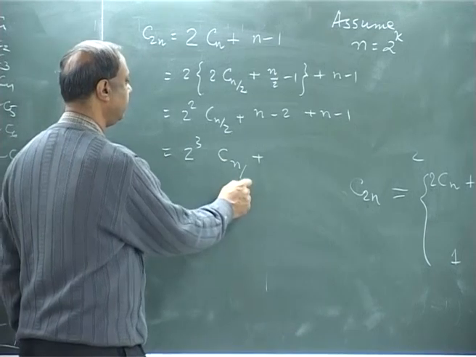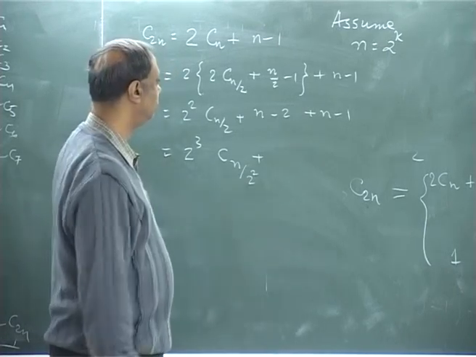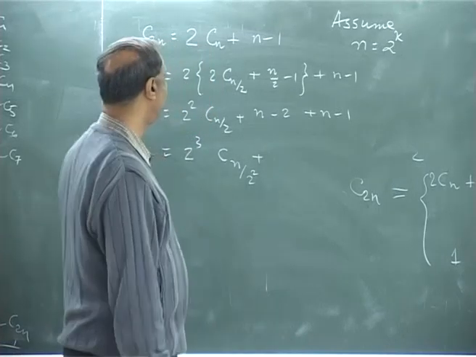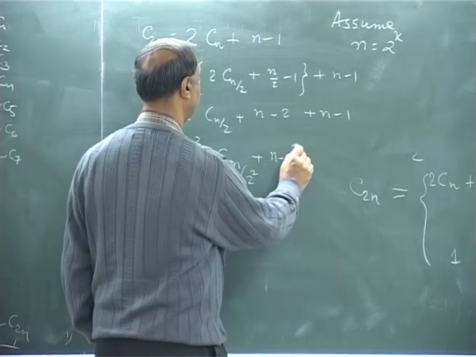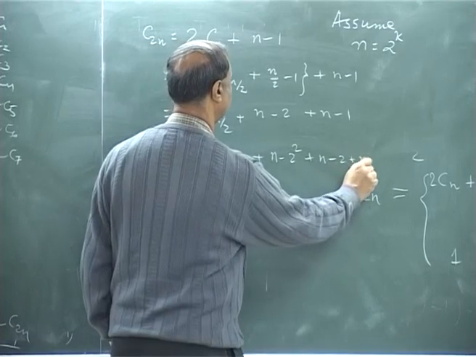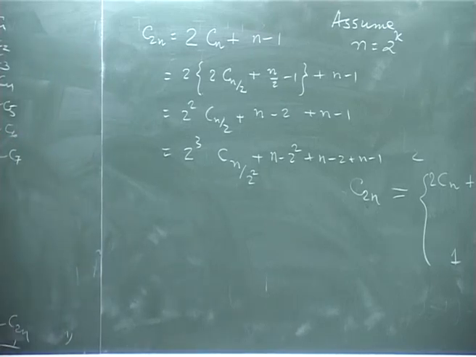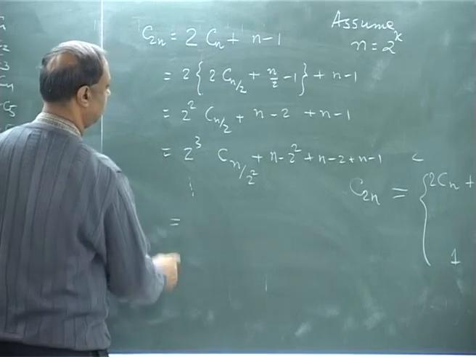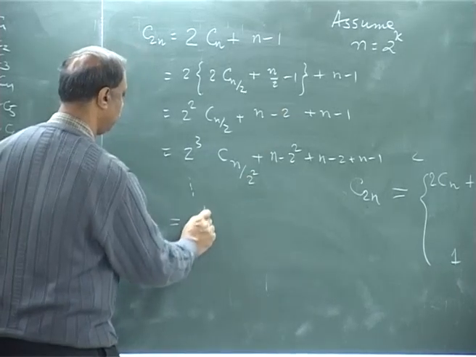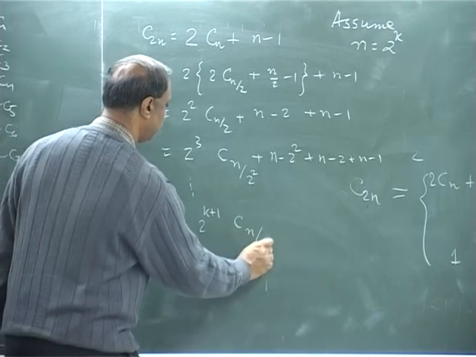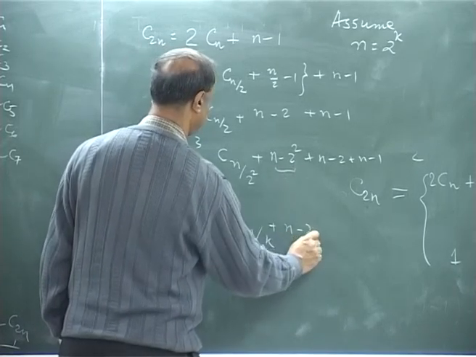2 cube here, Cn by 4 here, n minus, is it okay? So what happens to k times 2 to the power k plus 1 Cn by 2 to the power k n minus 2 to the power k.